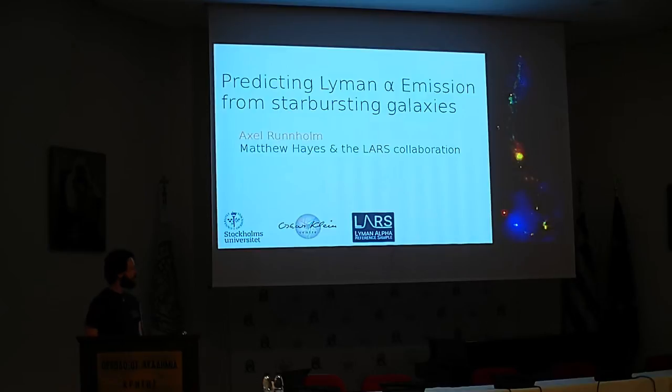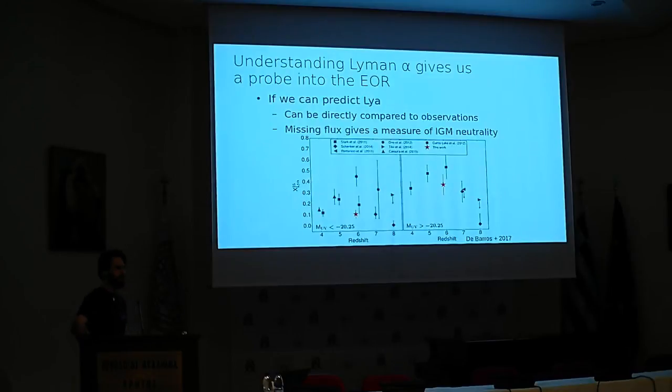My main focus has been to try to predict the Lyman alpha emission of our sample of starbursting galaxies. As has been repeated quite a number of times at this point, if we can understand the Lyman alpha line, we could have a very powerful tool to understand what is going on in the universe at the era of reionization, because Lyman alpha is impacted by the neutral hydrogen gas. So as the neutral fraction of the IGM goes up, we would expect Lyman alpha to drop off.